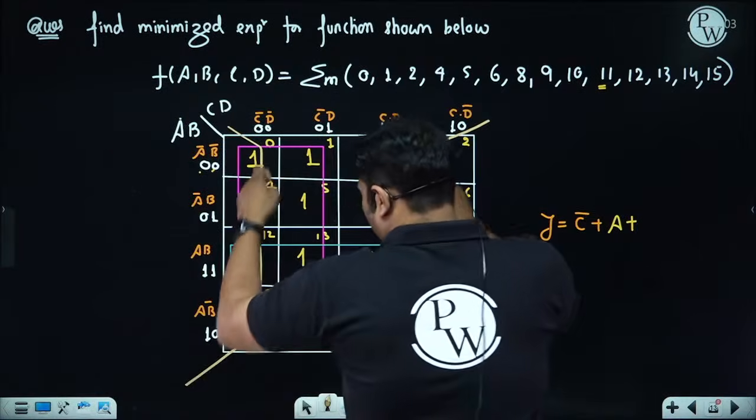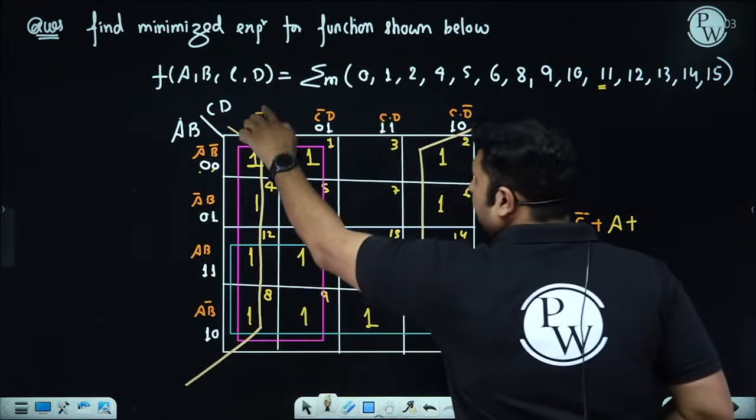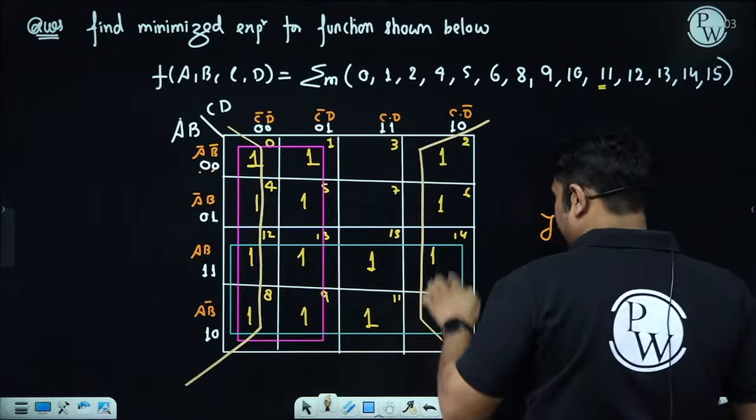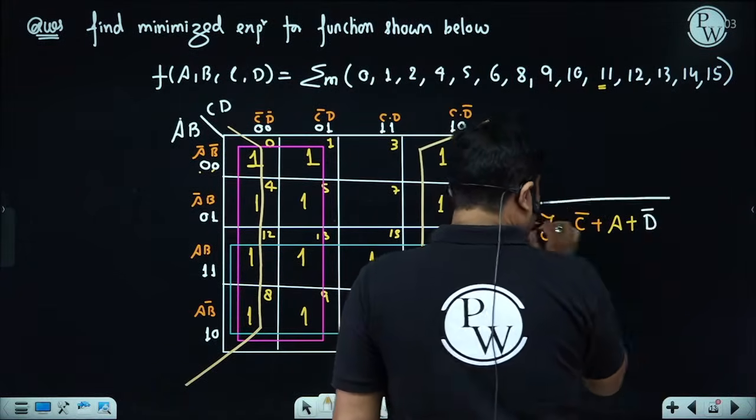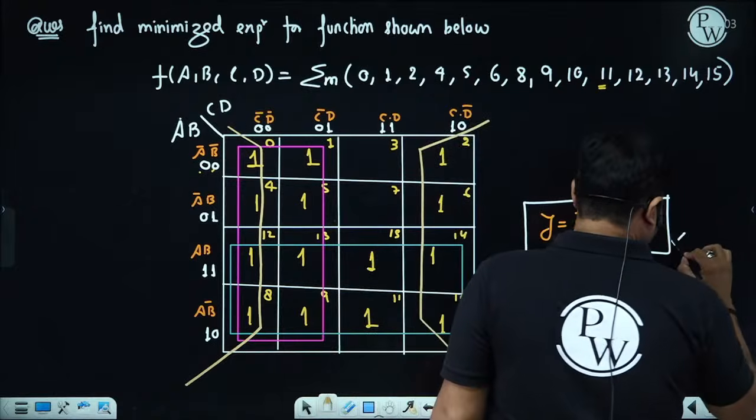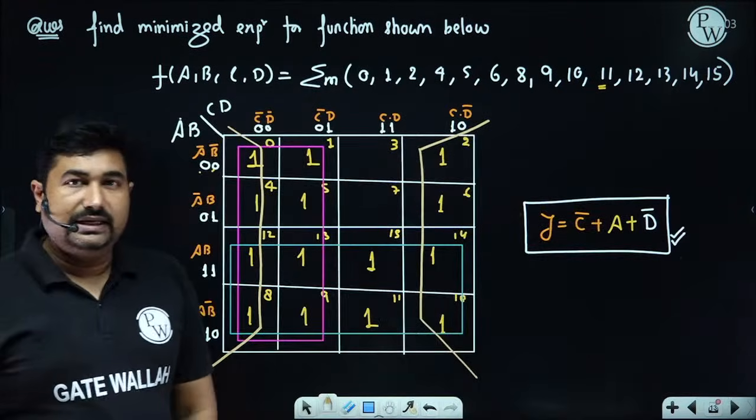And what is common for this octet? Here we have C bar, D bar, here we have D bar. So D bar is common. So one can say, sir, we have the minimized expression of the given function as D bar.